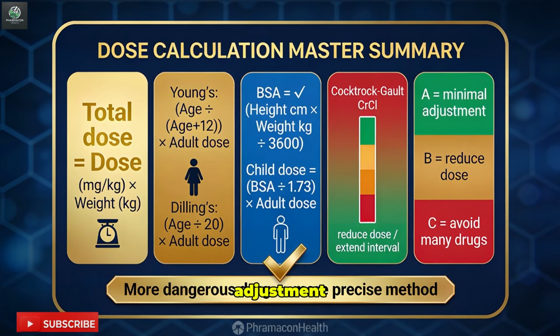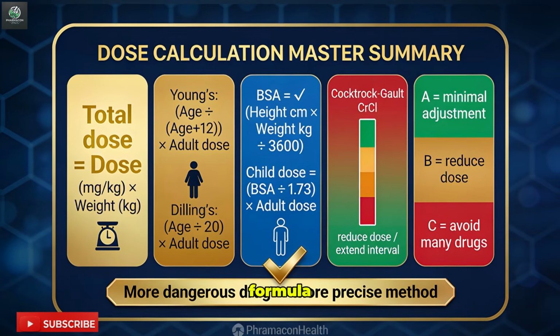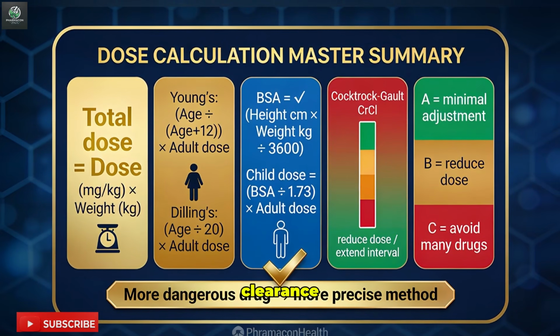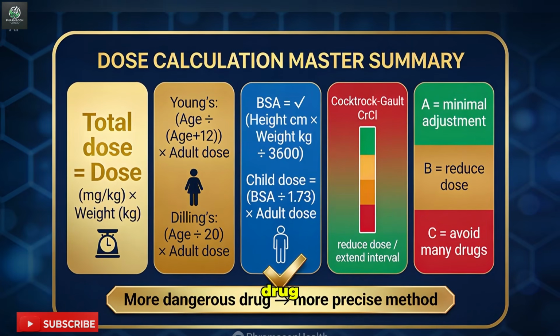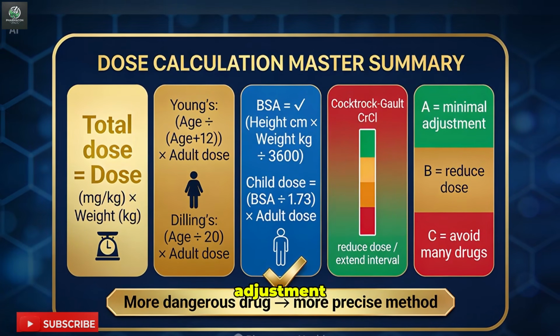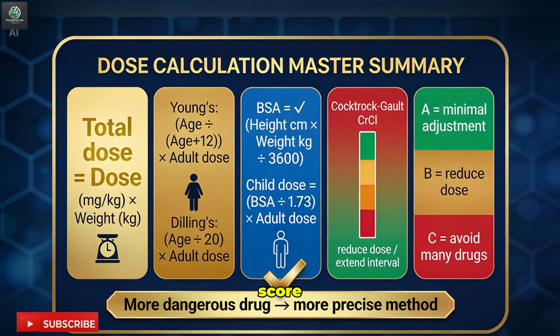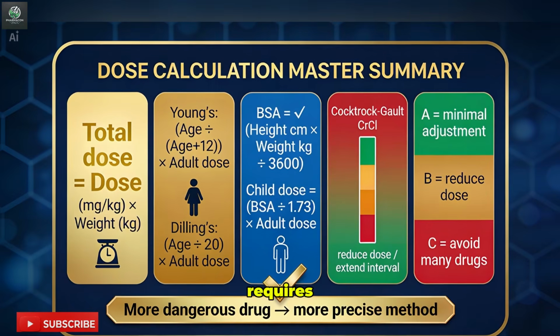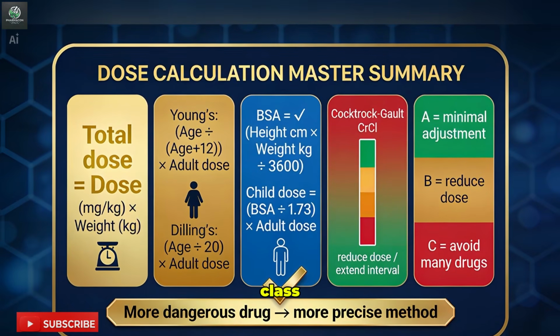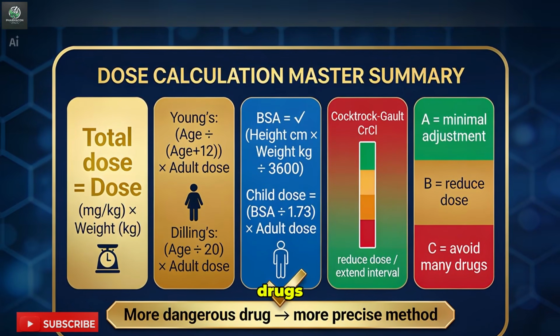Kidney adjustment: use the Cockcroft-Gault formula to estimate creatinine clearance, then reduce dose, extend interval, or change drug as indicated. Liver adjustment: use the Child-Pugh score. Class A means minimal adjustment, Class B requires dose reduction. Class C means avoid many drugs entirely.